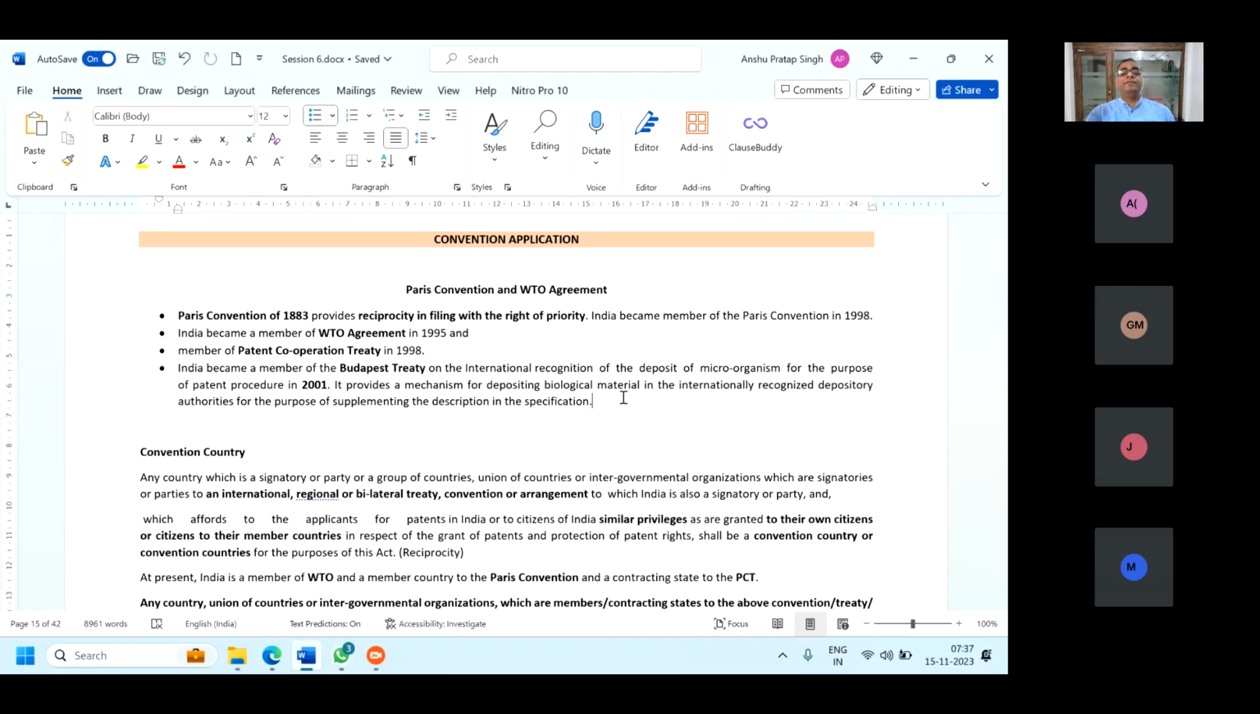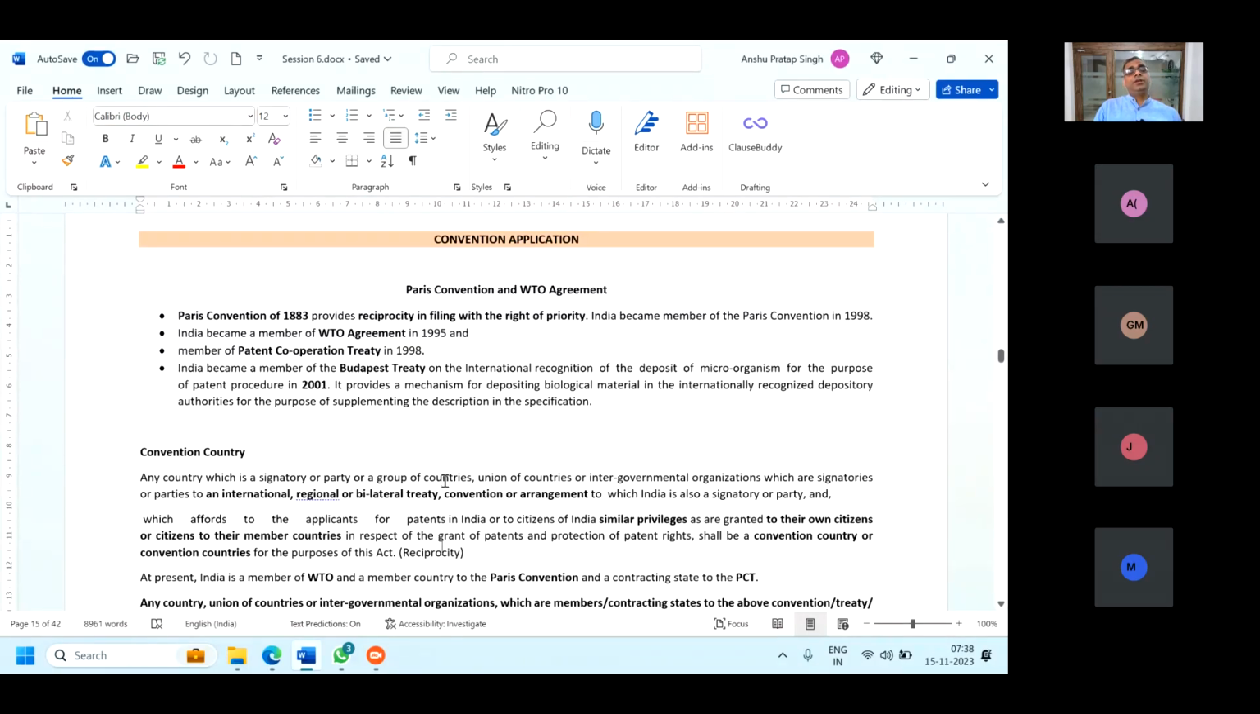Remember, 95, then 3 years, 1998, then 3 years, 2001. First is WTO, then Paris Convention and PCT in 98, and then the Budapest Treaty. Please note, if you forget, it is in reverse alphabetical order. First W, then P, then B. Okay.